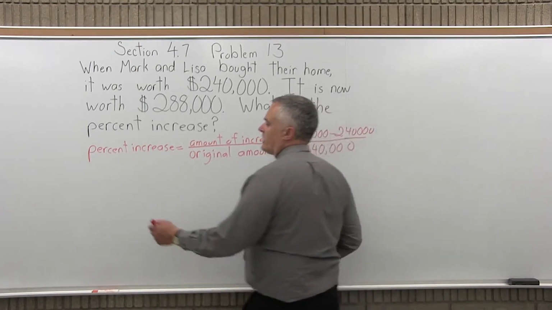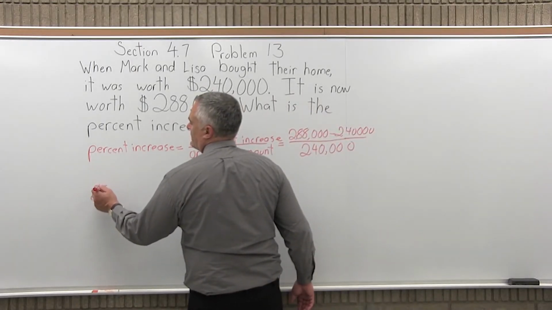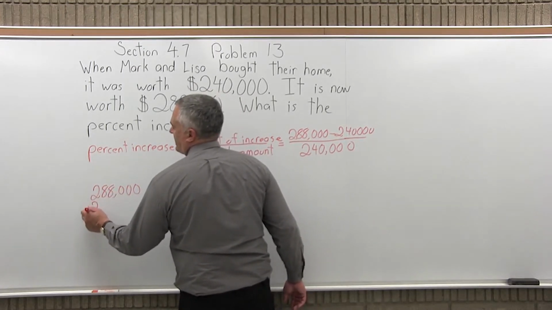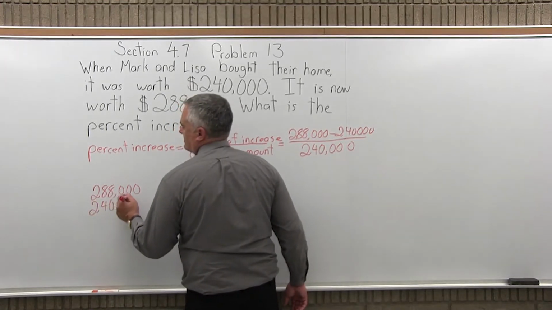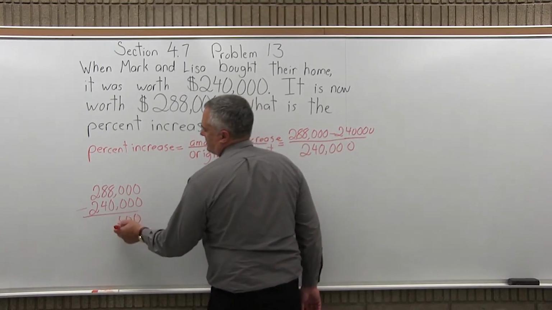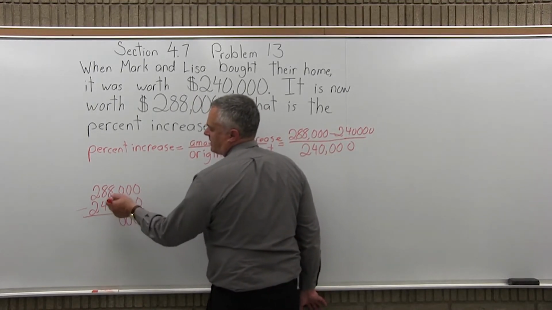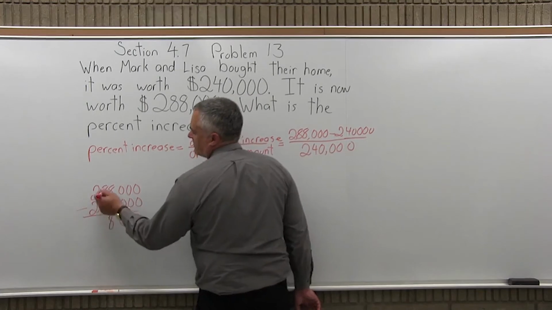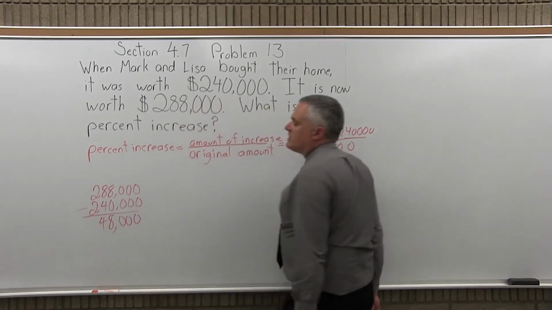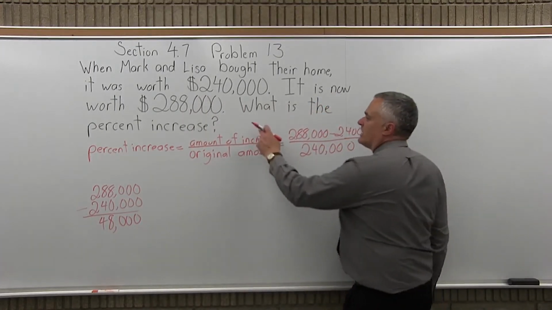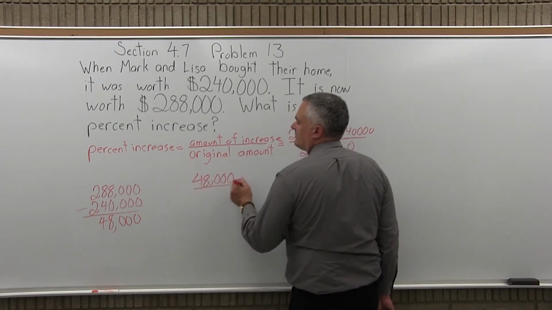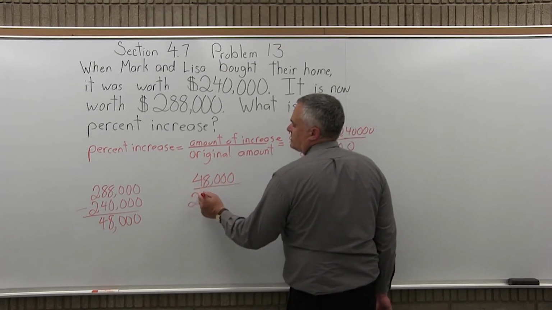So first of all, the numerator, that amount of increase, will be 288,000 minus 240,000. Again, very large numbers. I actually see it without writing it out. The zeros line up nicely, every 0 minus 0, 0. 8 minus 0 is 8. 8 minus 4 is 4. 2 minus 2, they just cancel. So the amount of the increase is 48,000. So that's the numerator. And the original amount is 240,000.